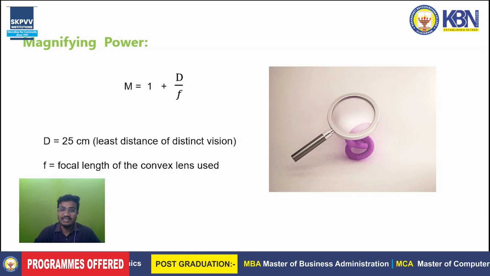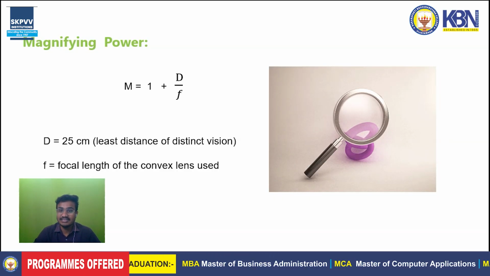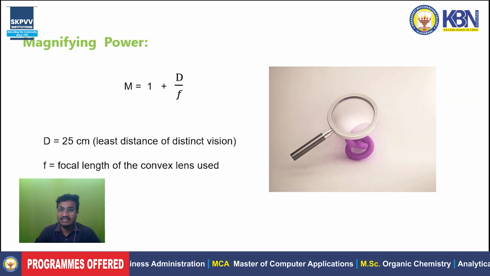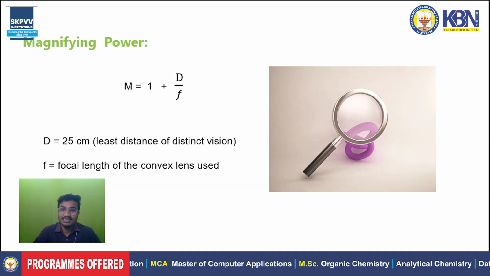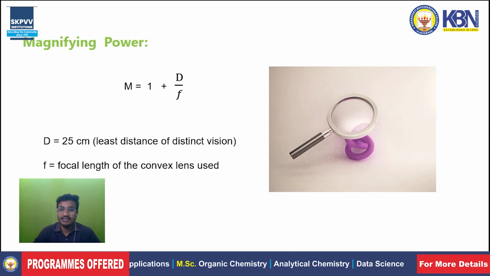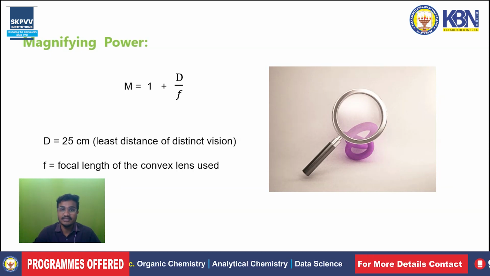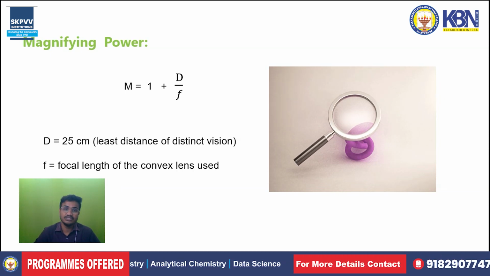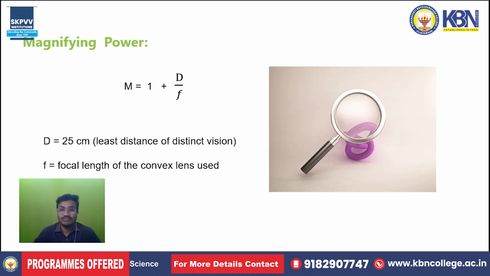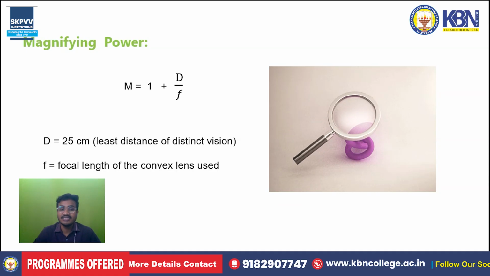The least distance of distinct vision is the distance at which a person is able to see an object without any difficulty. If you are able to watch that image without difficulty, that distance is called the least distance of distinct vision. Then f is the focal length of the lens that we are using in the simple microscope, nothing but the condenser lens.